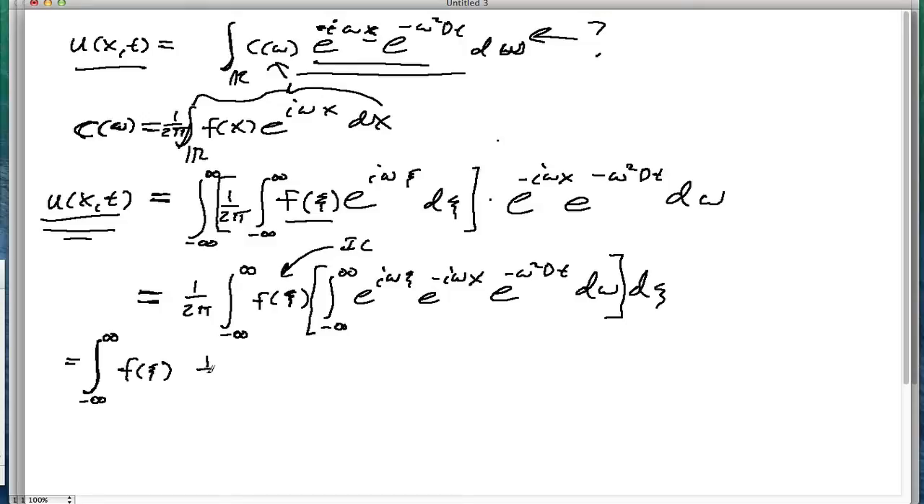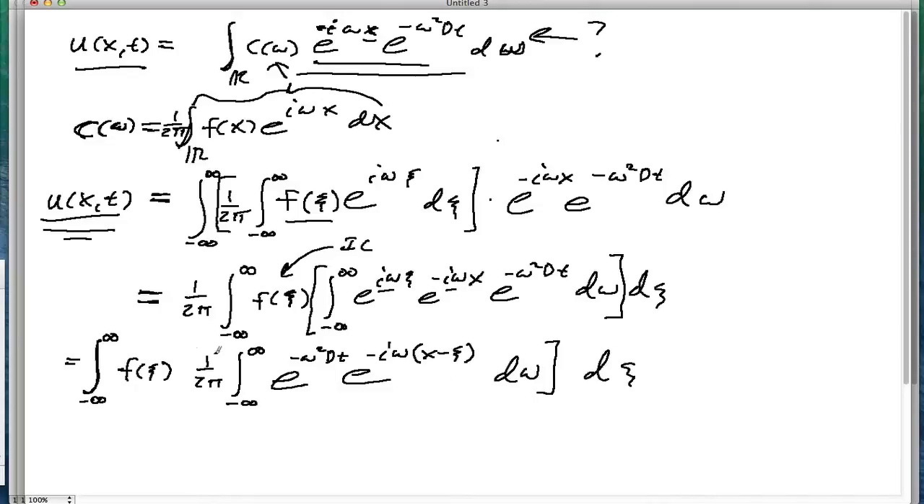All right, so I'm going to put that 1 over 2 pi there. And now we're starting to see a little clearer picture. I see that there are common factors of i omegas there. So I'm going to put that times e to the negative omega squared dt, e to the negative i omega, and then inside of it, x minus c. Okay, and then I'm going to put that d omega there, and then dc. All right, and there's our integral.